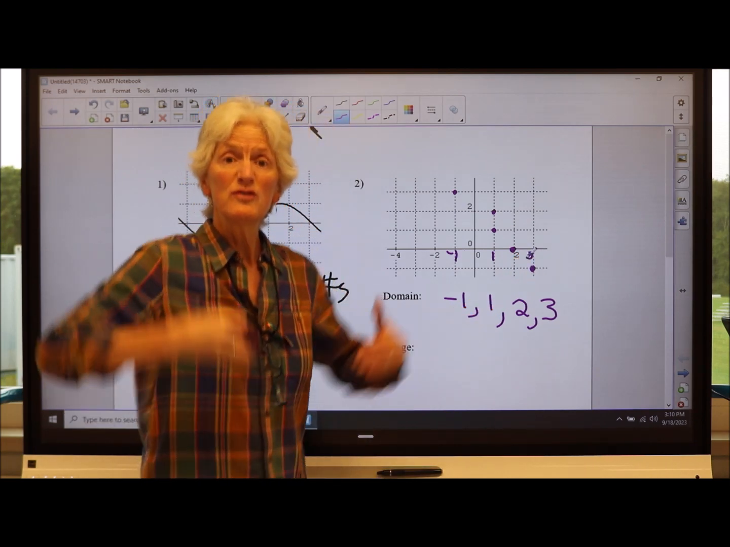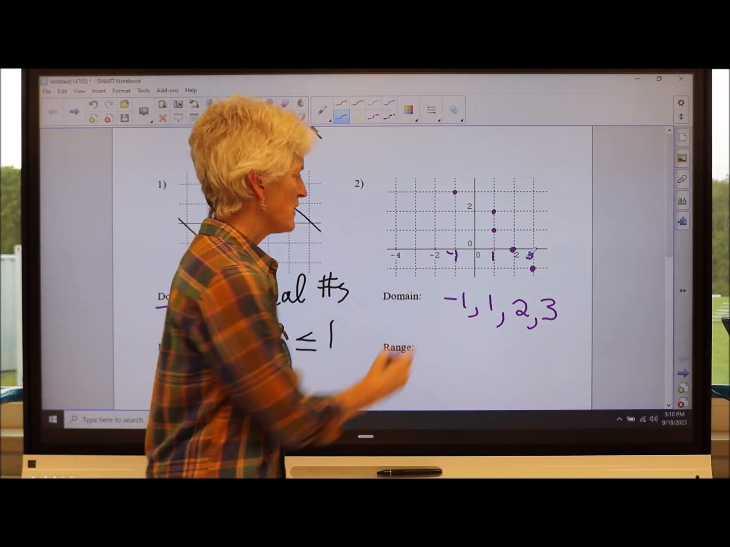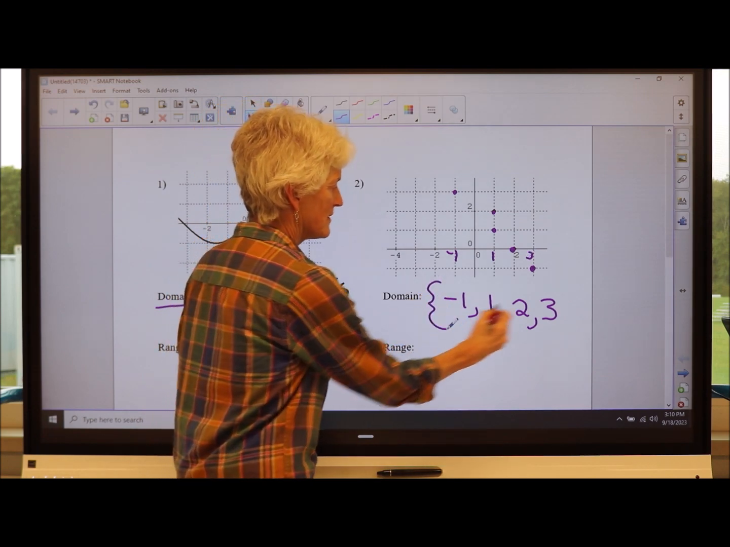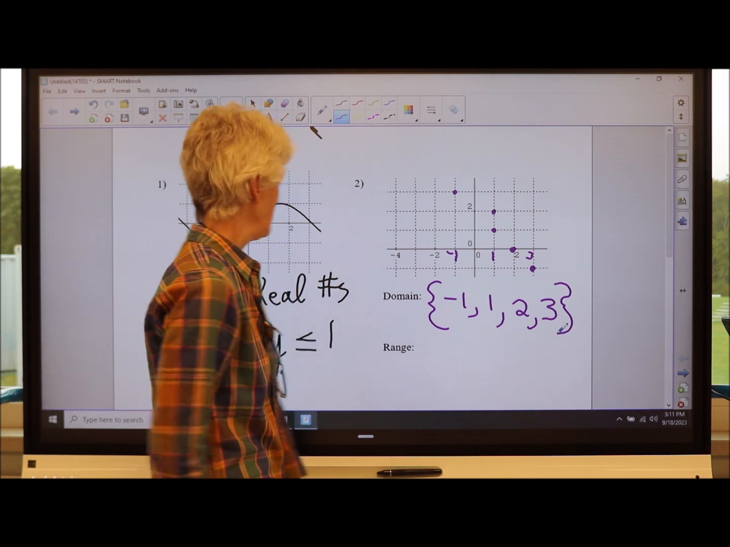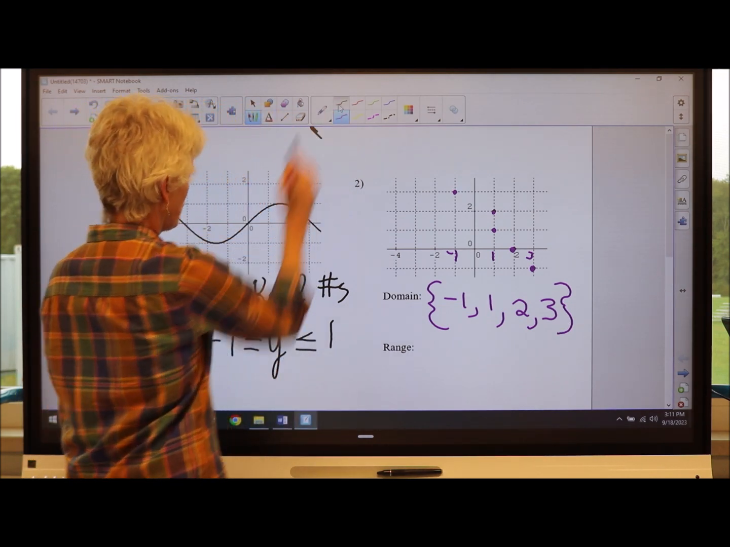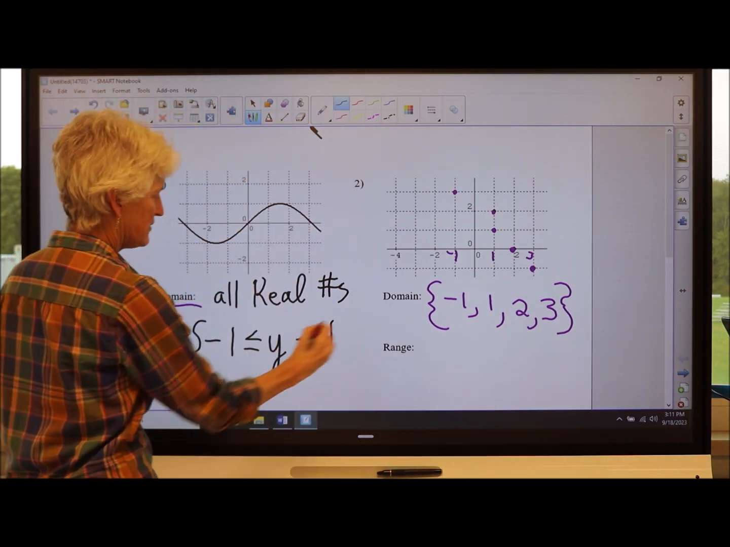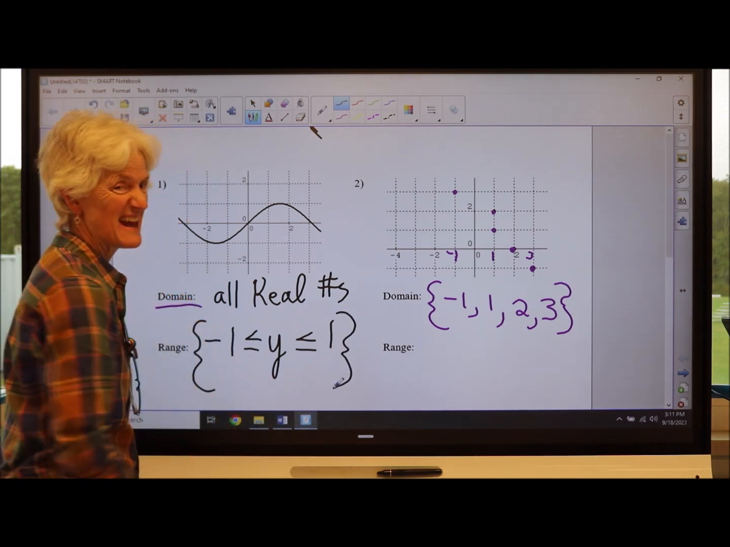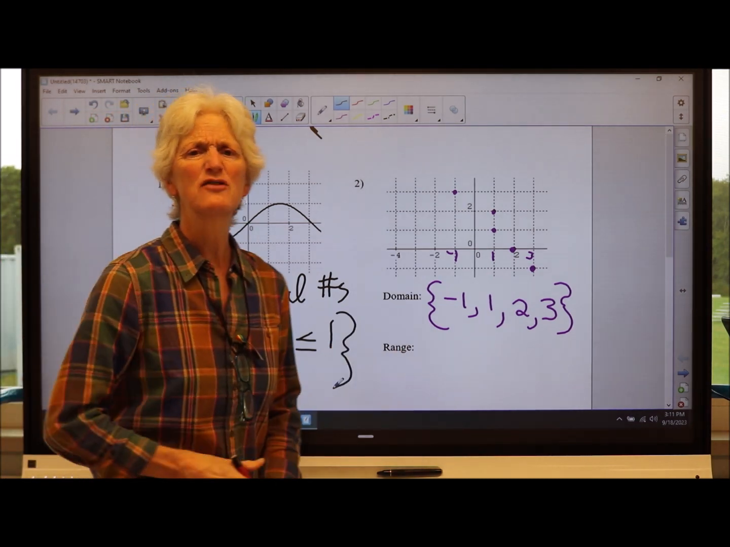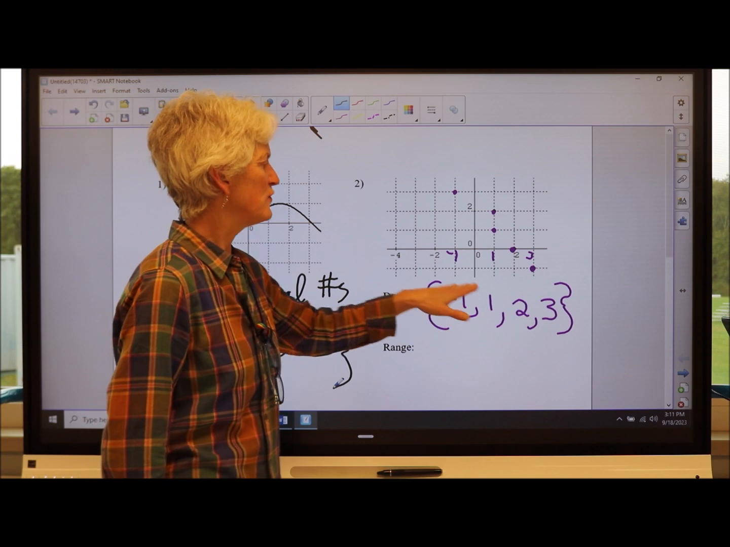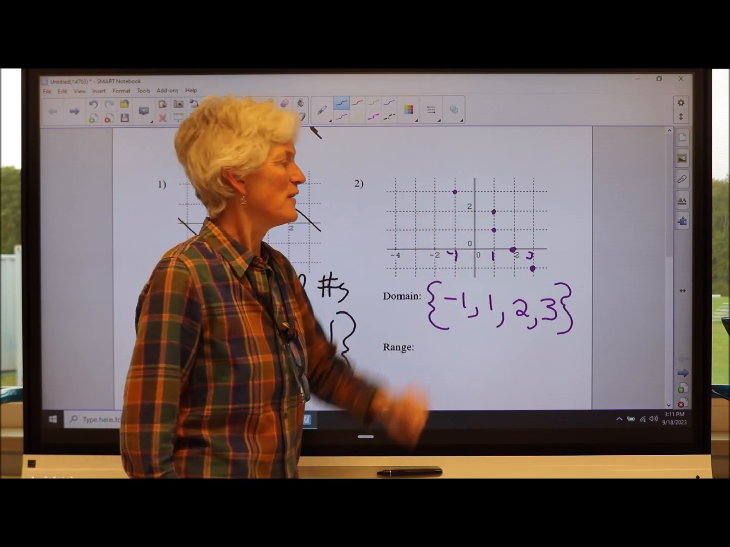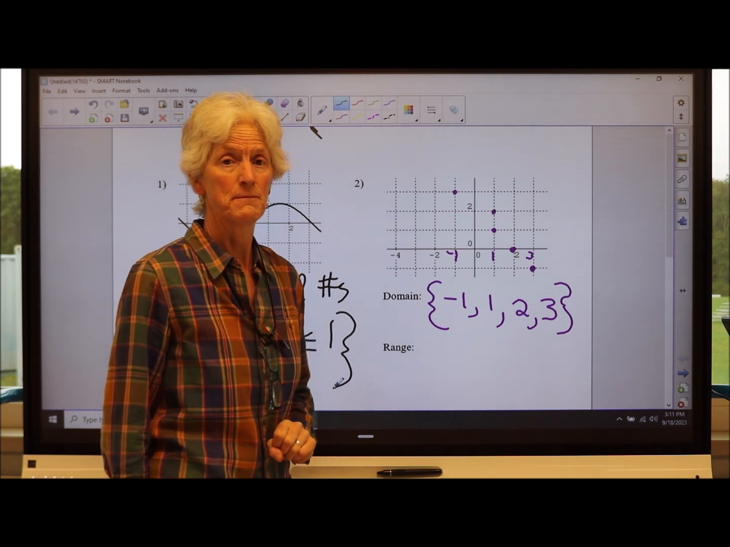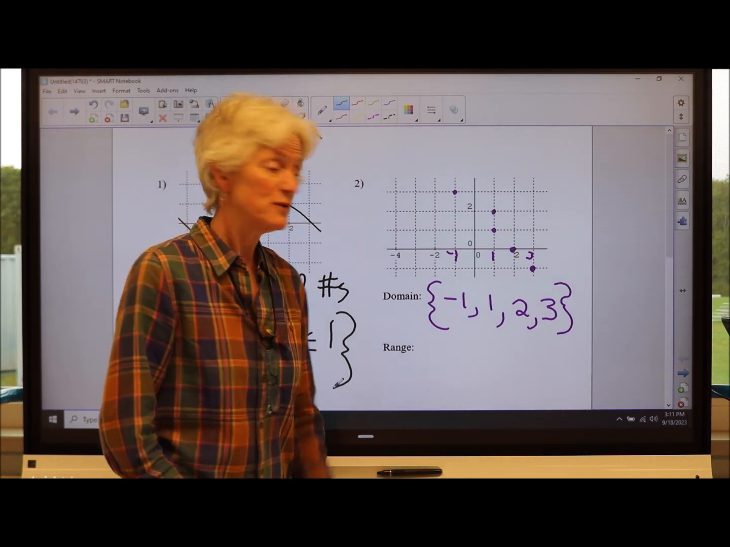It's just those separate, distinct x values. I'm going to use some fancy, sometimes this is called set notation. Sometimes we put those fun brackets around this too. This is all called set notation. I'm not so worried about that as long as you understand it's just these distinct x values that get to play. Now what y values get to play here?